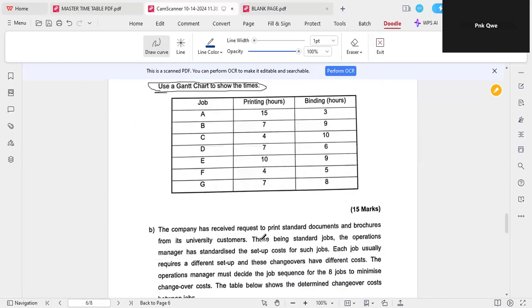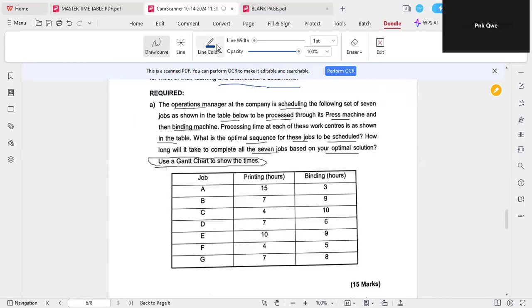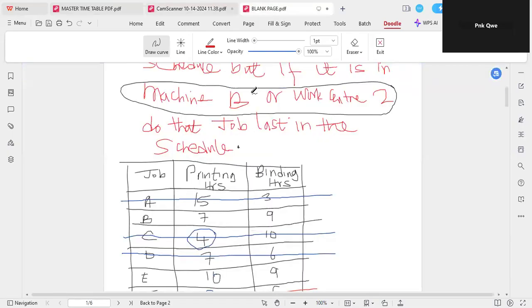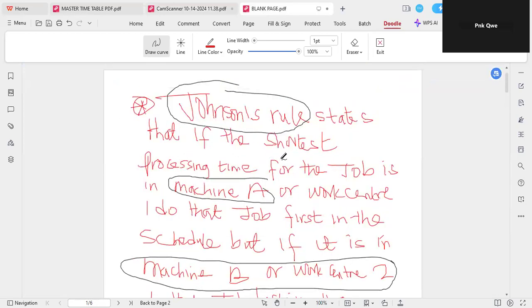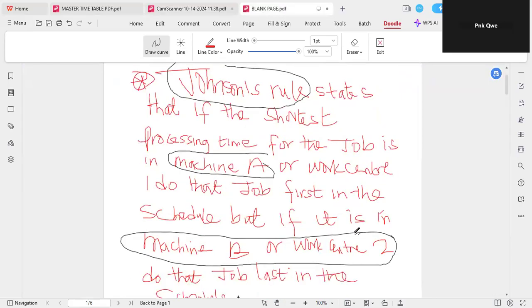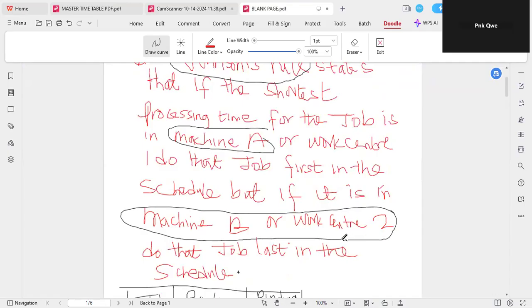Use a Gantt chart. So you look at the smallest of all these processing times, which is 3. Johnson's rule, like I mentioned, states that if the shortest processing time for the job is in machine A, work center 1, do the job first in the schedule. But if it's in machine 2, work center 2, do that job last in the schedule.